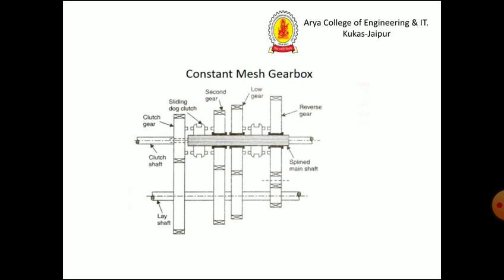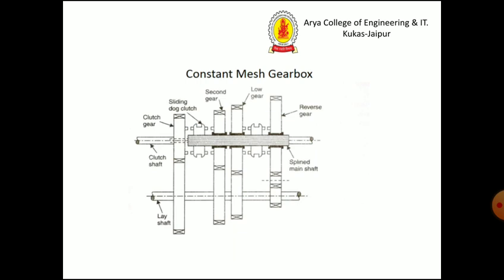And for the second gear, we slide our dog clutch, which is between the clutch gear and the second gear, to match with the second gear to obtain the second gear ratio. And for the direct gear ratio, the top gear ratio, we just slide the dog clutch to the clutch gear and obtain the required gear ratio. And for the reverse, we just slide our second dog clutch and mesh with the reverse gear, by which we can obtain the reverse gear ratio.